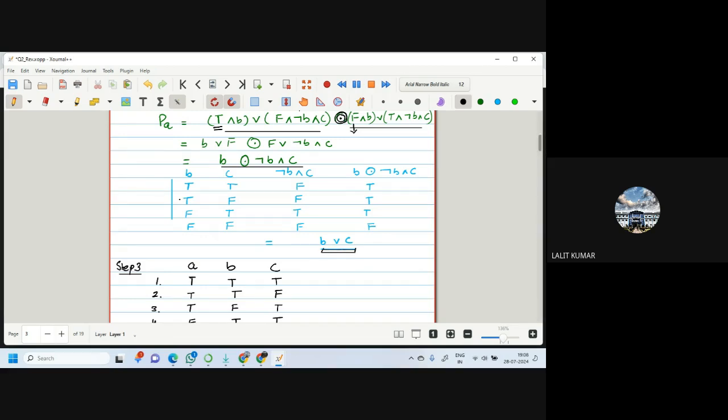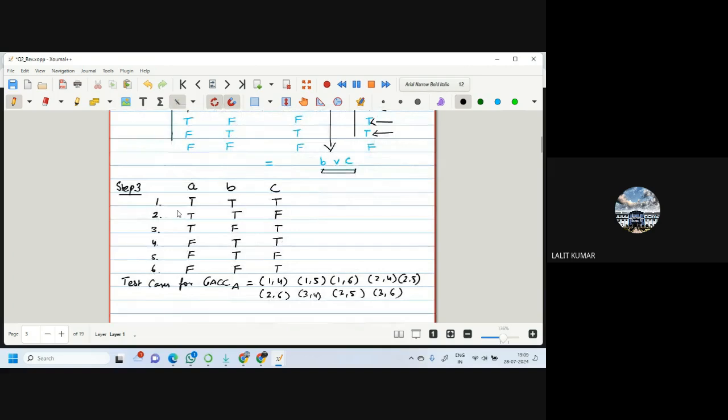For example, if some people are finding solving this difficult, or how to come from here to here, then what they can do is make the truth table for the predicate, and wherever this is becoming true, select only those rows for B and C. So for example, in this case, select only true-true, true-false, false-true.